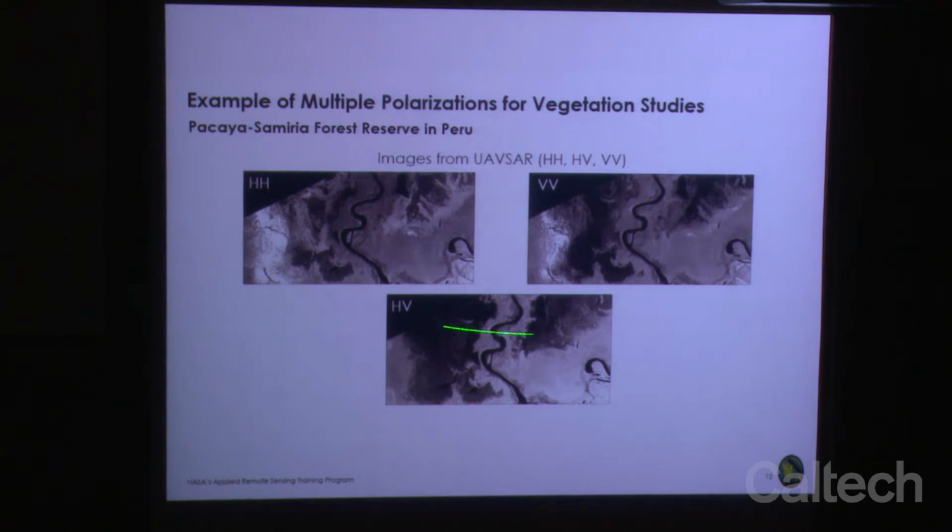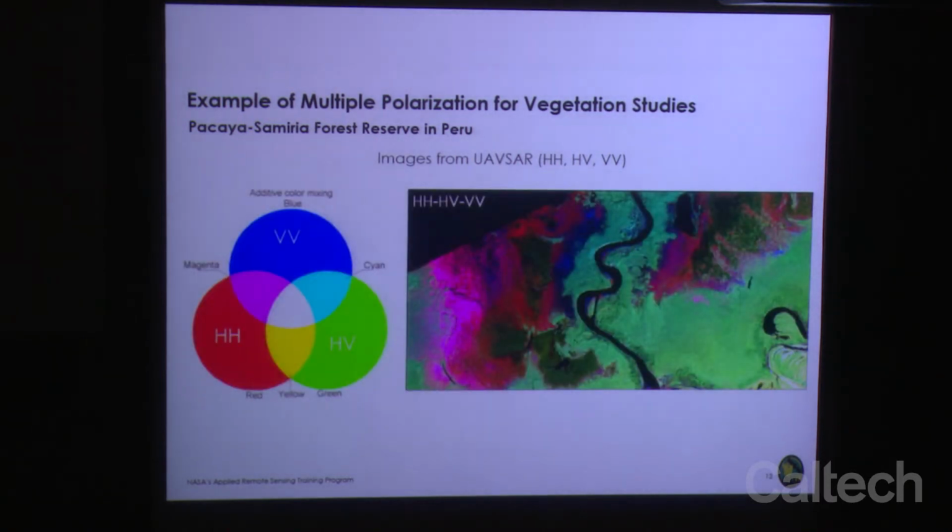So how do we look at the relative importance of the different polarizations? A common way to do that as a first cut is to create a false color composite, where you assign different colors to different polarizations, and then the different colors and the blends of the colors will give you some idea of how the landscape backscatter responds in terms of polarization. So you can get a very wide variety of signatures relative to the different contributions of the polarizations.